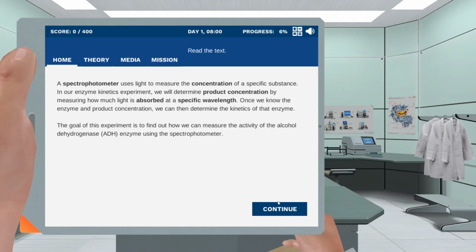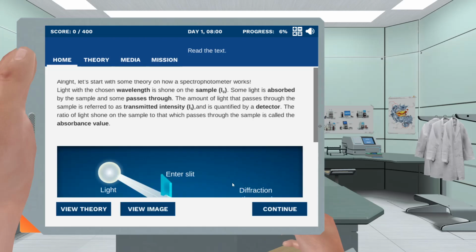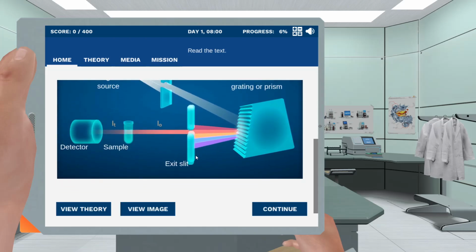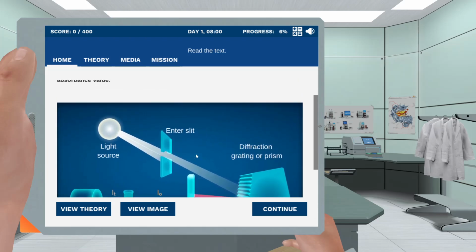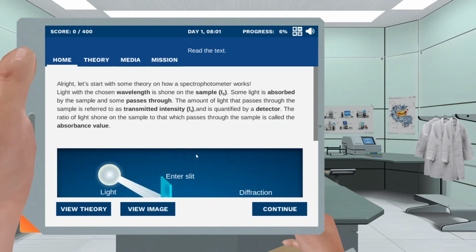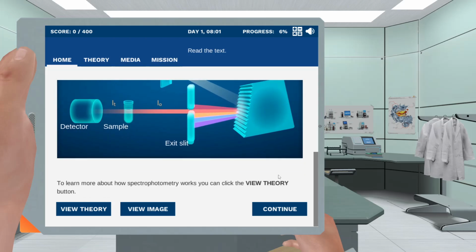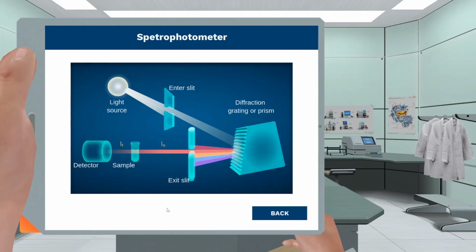The goal of this experiment is to find out how we can measure the activity of the alcohol dehydrogenase enzyme using the spectrophotometer. Alright, let's start with some theory on how a spectrophotometer works. Light with the chosen wavelength is shone on the sample. Some light is absorbed by the sample and some passes through. The amount of light that passes through the sample is referred to as transmitted intensity, and is quantified by a detector. The ratio of light shone on the sample to that which passes through the sample is called the absorbance value. To learn more about how spectrophotometry works, you can click the View Theory button.